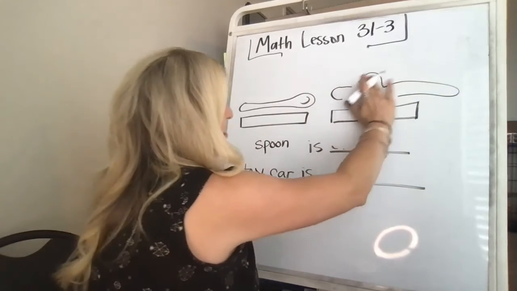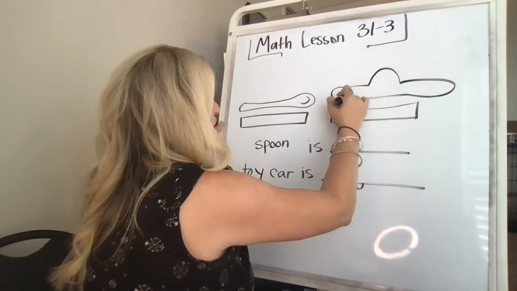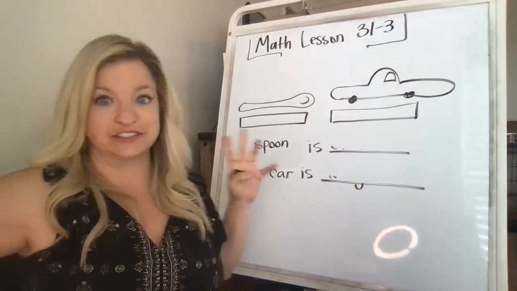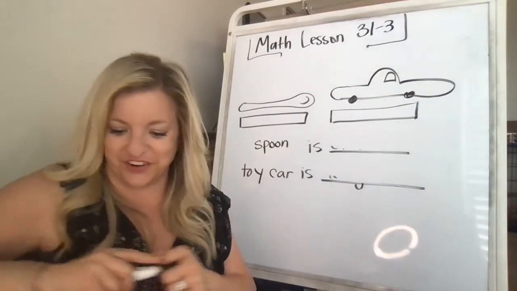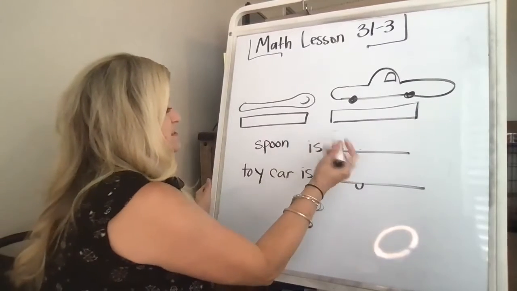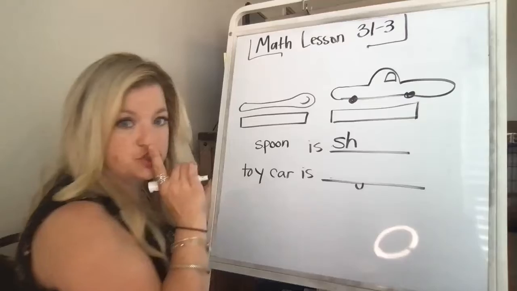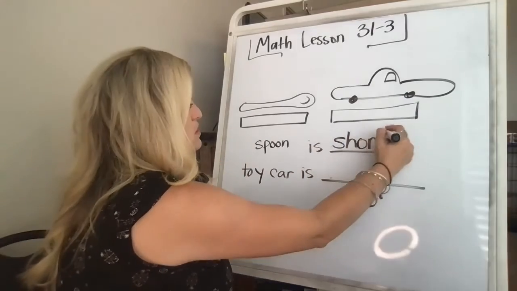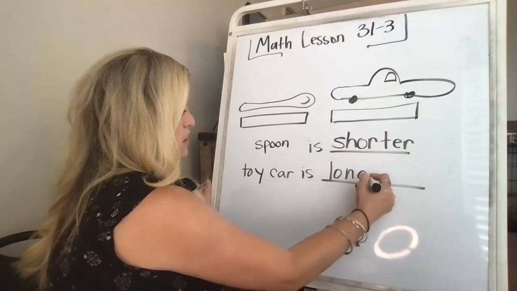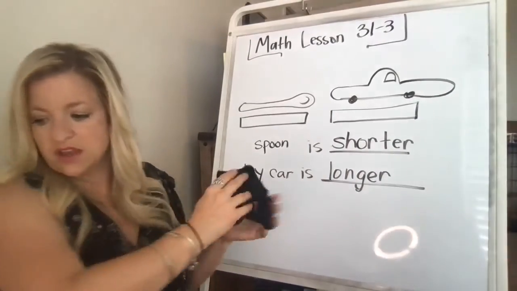Really big front end again. But Miss Lyons is trying to show you that it's bigger. Here's our wheels. It's like an older car. It's really long. Okay. So it says the spoon is blank. The spoon is shorter. SH says shh. Or longer. Nice. And we're going to keep going.